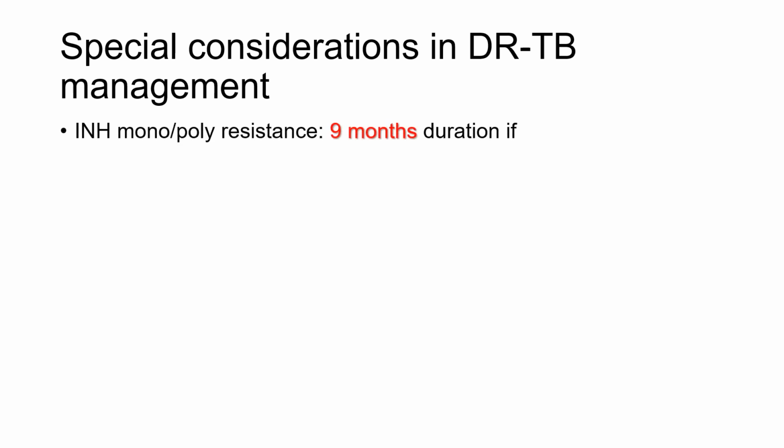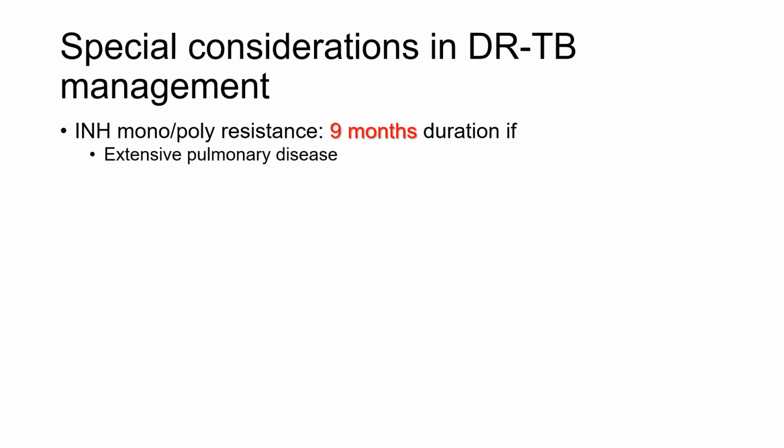So what are the special considerations that have to be undertaken in drug resistant tuberculosis management? First thing is we learnt about INH mono or polyresistance treatment, that is 6 months duration, but I told you the range is 6 to 9 months. So in which particular conditions does the duration have to be increased to 9 months? I told you I will tell later.